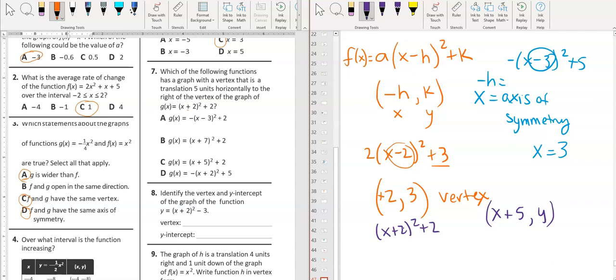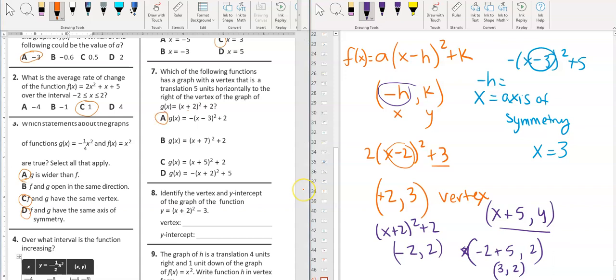So again, we know our vertex is the opposite of h. So that's my vertex. And what I want to do is apply this rule right here. So I'm going to do -2 plus 5. -2 plus 5 is 3. So my new vertex will be 3, 2. When I plug it back into that equation, it's going to be the opposite, so I need -3. So that is why our answer is A, -3 as h.